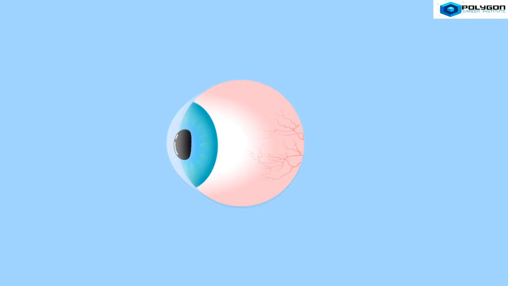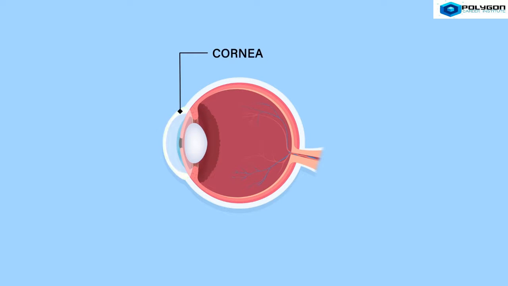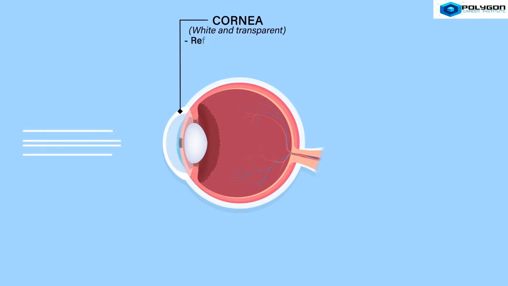What we're going to do in this video is understand the different parts of the eye in short, not in extreme detail. Let's begin. The outer layer of the eye is called the cornea. It's white in color and transparent. Transparent? Yes, it means that it allows light to pass through it. In fact, the cornea refracts or bends the light passing through it. And much of the refraction inside the eye is done by the cornea.